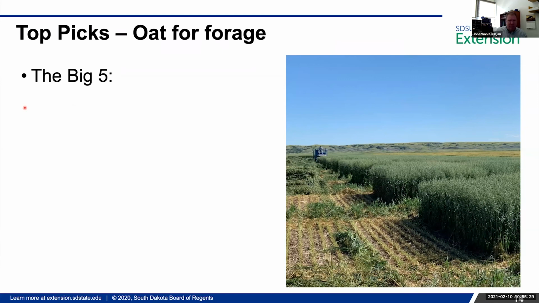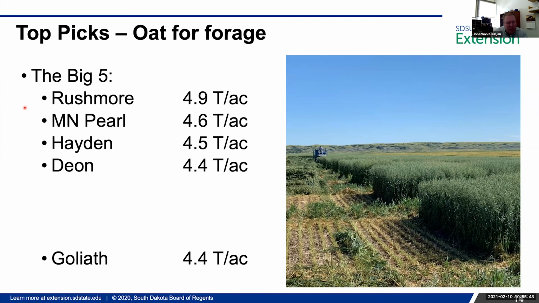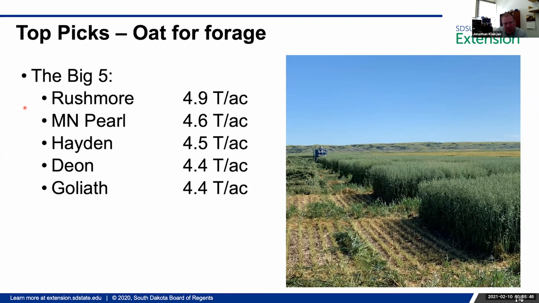So the big 5 for forage. Rushmore, so this is average over all 4 locations over 2 years, 4.9 tons per acre. And this is tons of dry matter. MN Pearl, Hayden, Dion, and Goliath. And you know, they're all pretty close to each other, but these are the ones that would be recommended for forage production. Again, be a little cautious with Goliath because of the lodging potential, and Hayden, you want to use a fungicide on Hayden in the eastern part of the state.